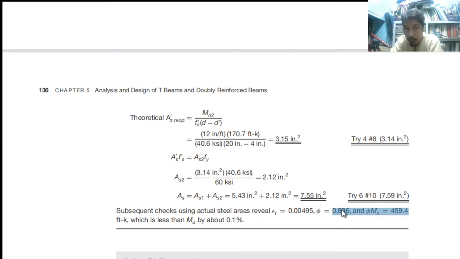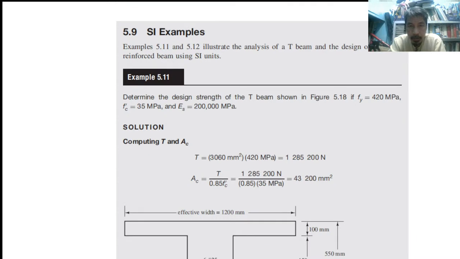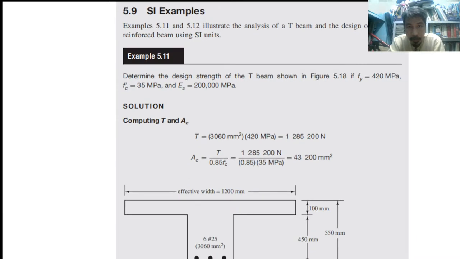So please do the necessary algebra in order to find out that phi is not 0.9, but 0.896. Okay, 0.896. So just multiply, then you can get the area. Okay, so the moment capacity is greater by 1%. Okay, so that is our last example for the English units.